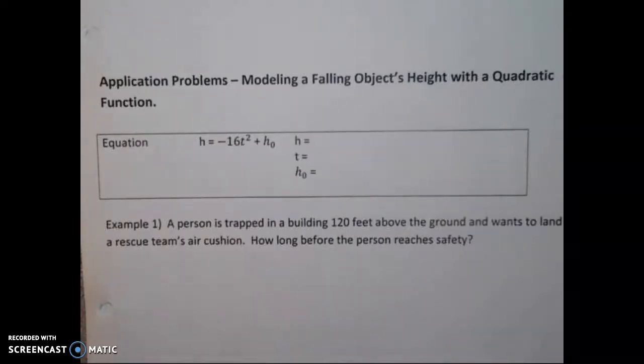This is the application that goes along with 5.3. Pause the video and write down everything you see, and I'll talk you through this problem.